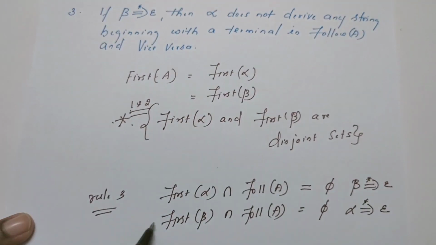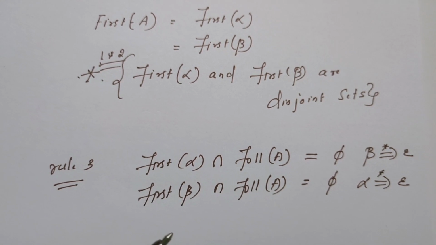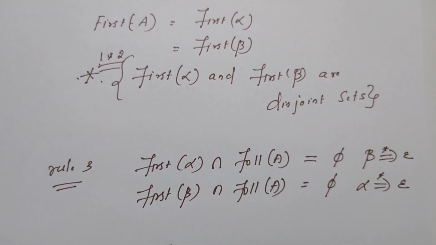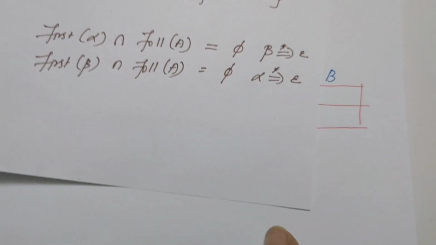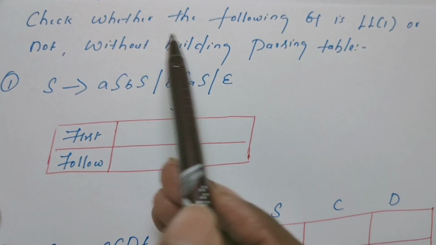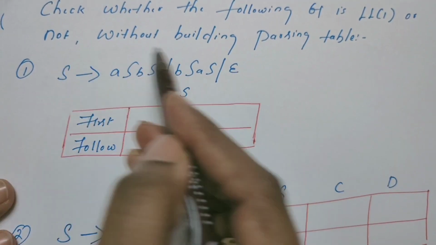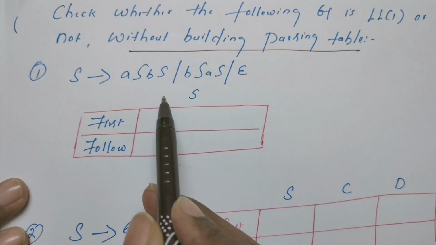So if you remember these two rules, then from any grammar we are able to identify whether it is LL1 or not without constructing the parsing table. So let us see some examples for that. So I have some examples here. Check whether the following grammar is LL1 or not without building the parsing table. So this is the given grammar.